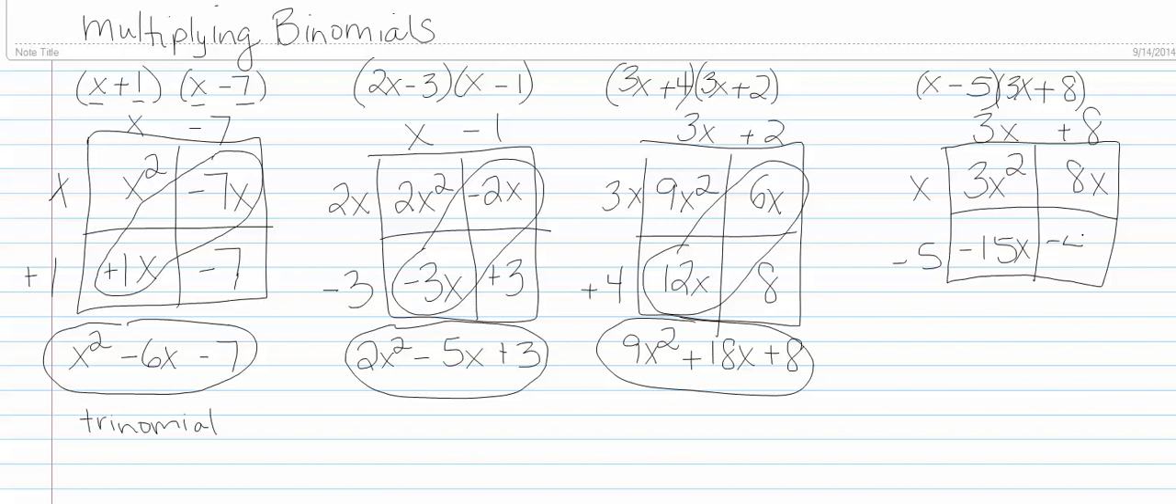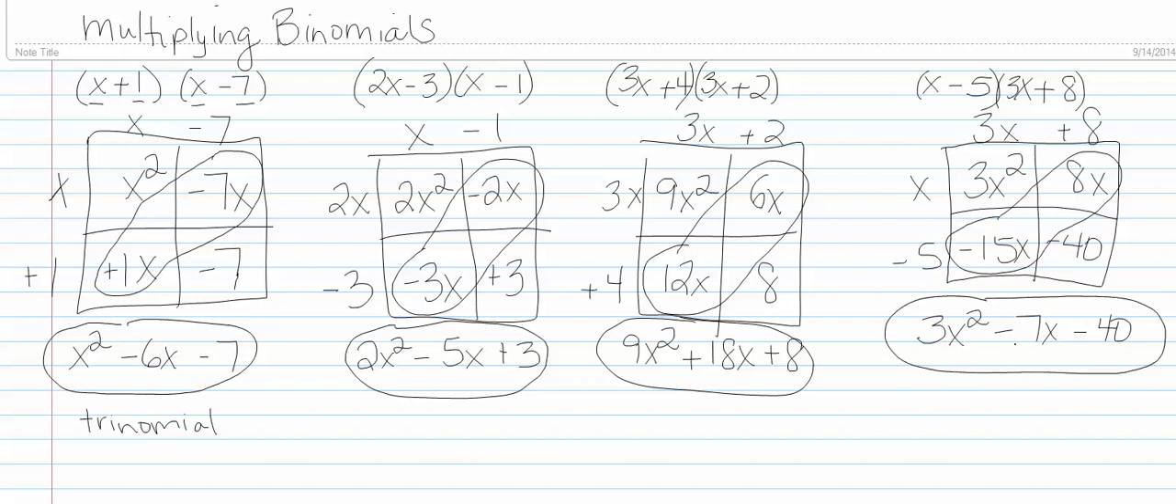Again, my like terms are on this diagonal. I'm going to start with my highest exponent first, which is the 3x to the second. Negative 15x plus 8x gives me a negative 7x, and then I've got a minus 40 at the end of that. So 3x to the second minus 7x minus 40. That's the lesson for multiplying binomials.